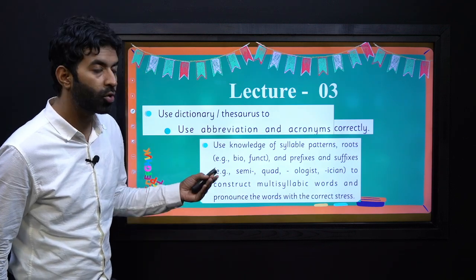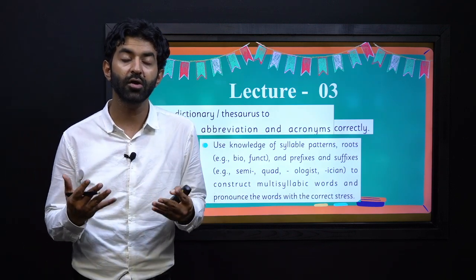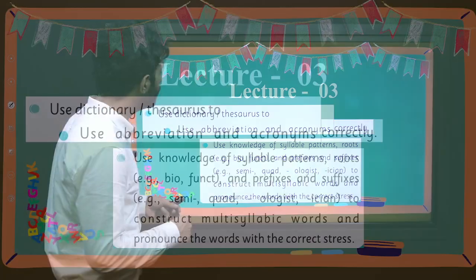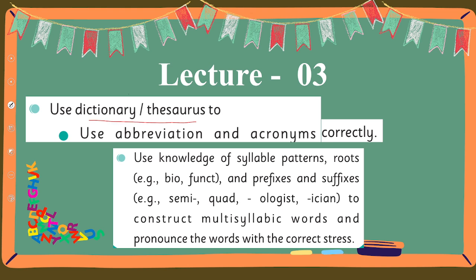In the next lecture, we are going to talk about vocabulary, and we are going to consult or use our dictionary or thesaurus. These are our reference materials, our resources. We will use them for abbreviations and acronyms correctly. We will find out abbreviations of words and different groups of words, and also we will see what acronyms are and how they can be found in a dictionary or thesaurus.